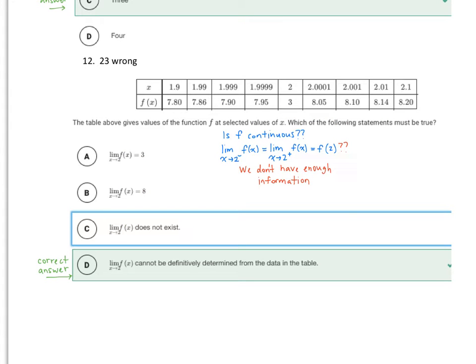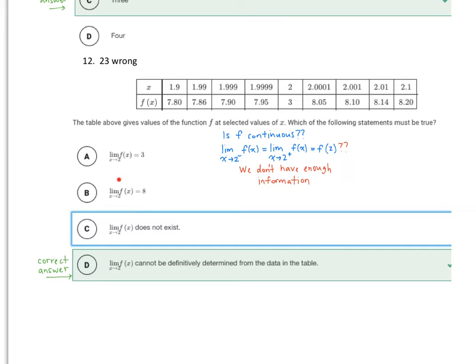The next question would be number 12, where 23 people got this wrong. All right, so the question really comes down to, is this function continuous? We're just given a table of values, and it has no indication saying that it's continuous. So there's not enough information to conclude that the limit of f of x as x approaches 2 equals 3. We know f of 2 equals 3, but we don't know that the limit does.